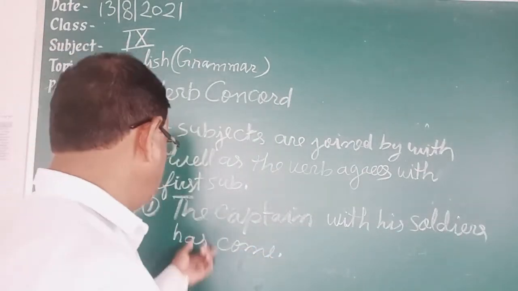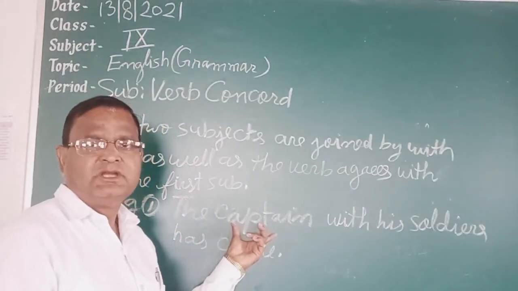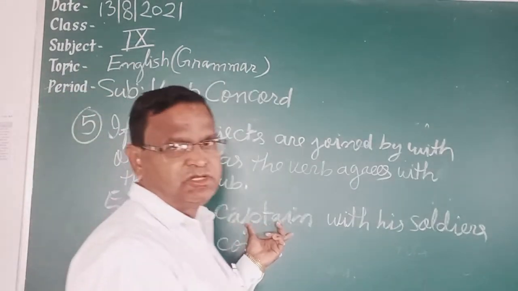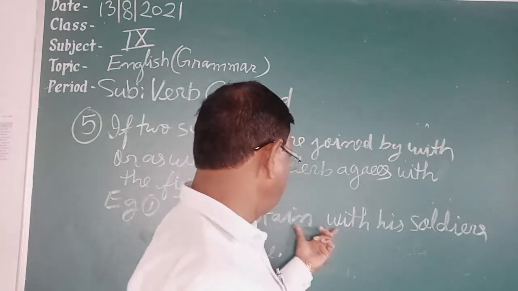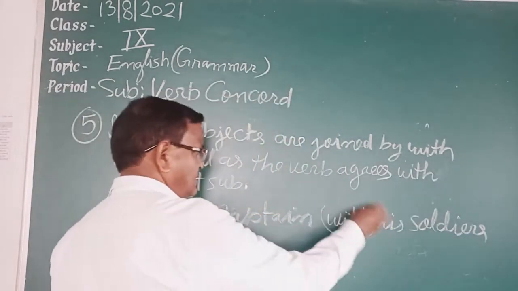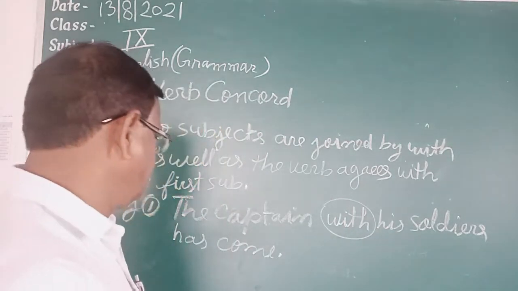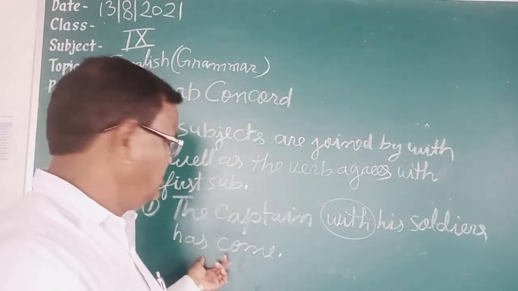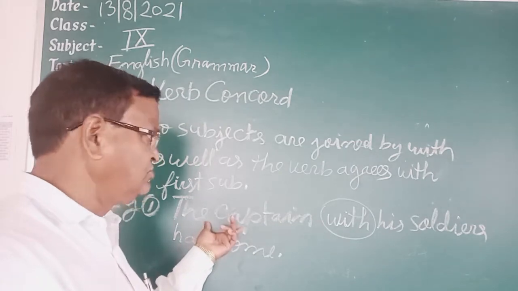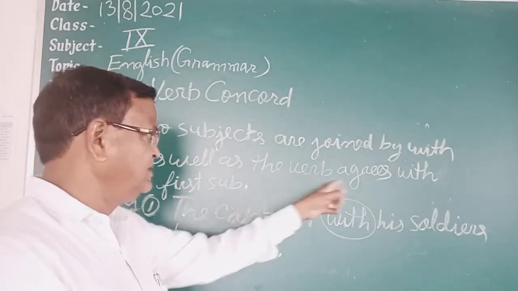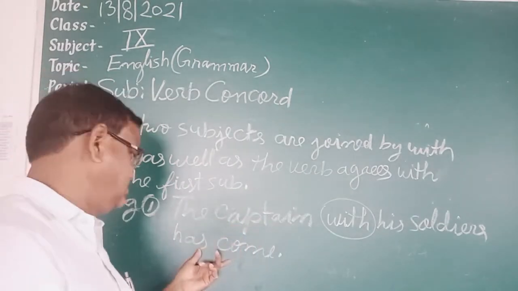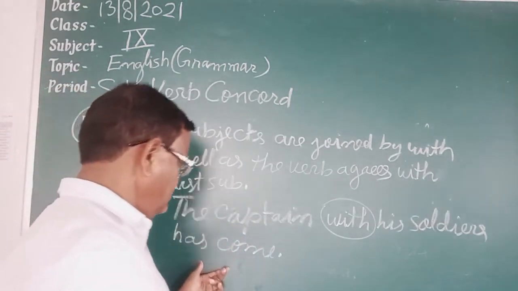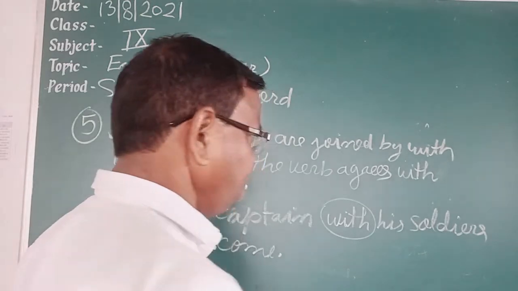In the sentence you see, the captain is a singular subject. His soldiers is a plural subject. Both are joined with with. To which has the verb been made to agree? The verb agrees with the first subject. The first subject captain is singular, so has has been used.